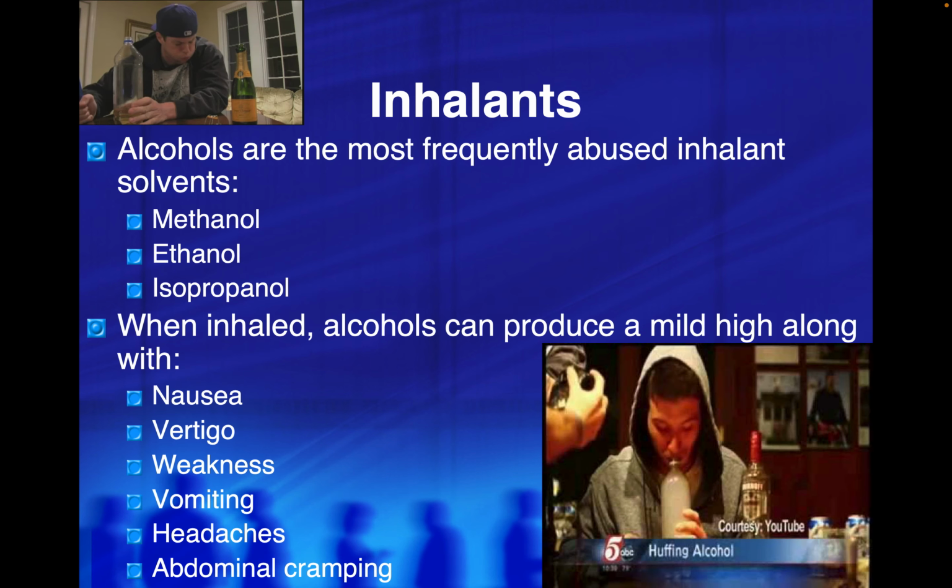Alcohols are the most frequently abused inhalant solvents: methanol, ethanol, and isopropanol. When inhaled, alcohols can produce a mild high along with nausea, vertigo, weakness, vomiting, headaches, abdominal cramping. And there's somebody huffing alcohol. That's how it's done.